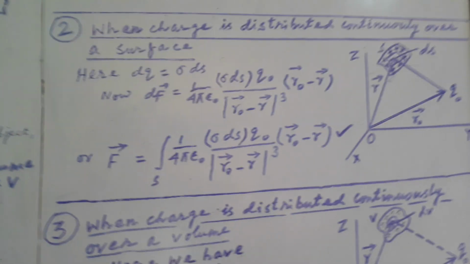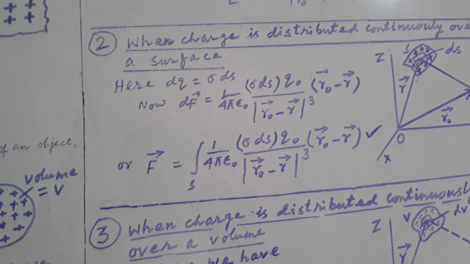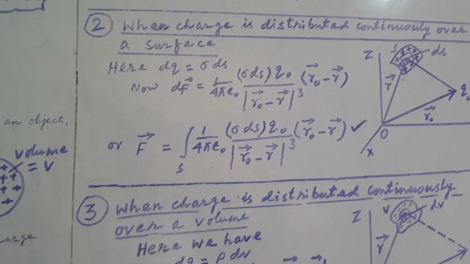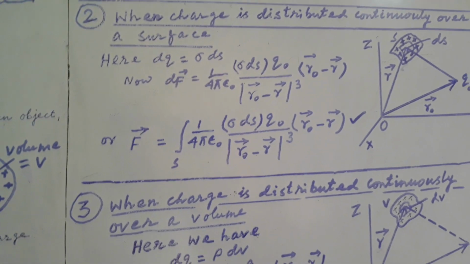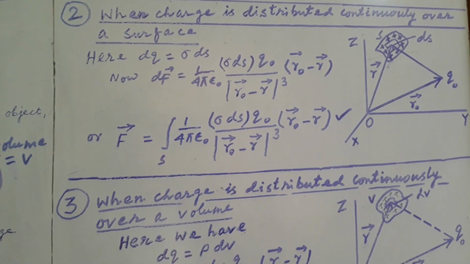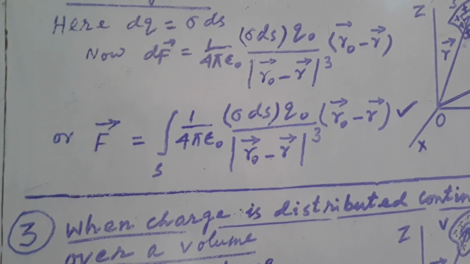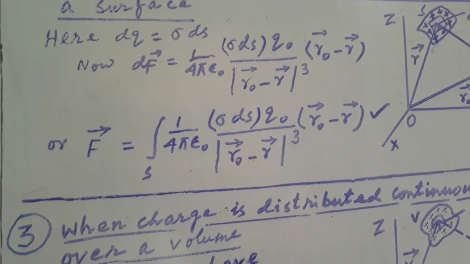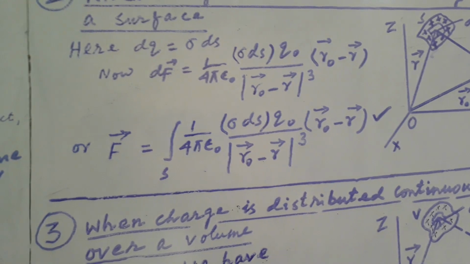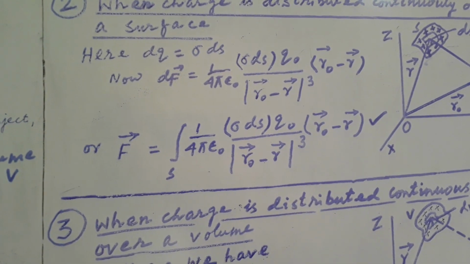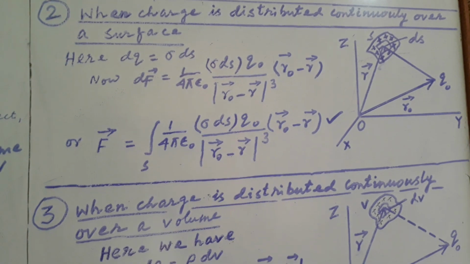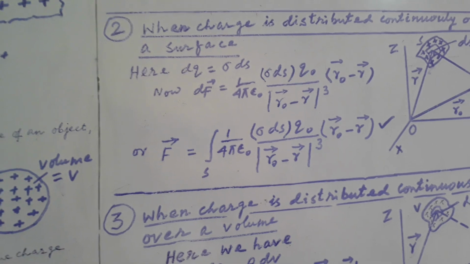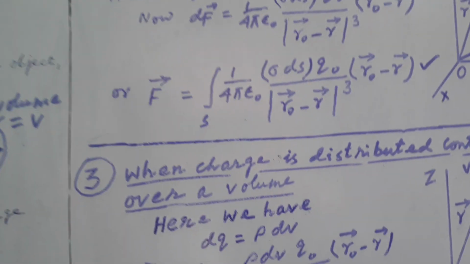Now we want to find the force on q naught due to whole surface. Then we will integrate the small force. So integrating over the entire surface, F equal to 1 by 4 pi epsilon naught, sigma dS q naught by modulus r naught minus r whole cube into r naught minus r. So we get the total force on q naught due to surface charge distribution.